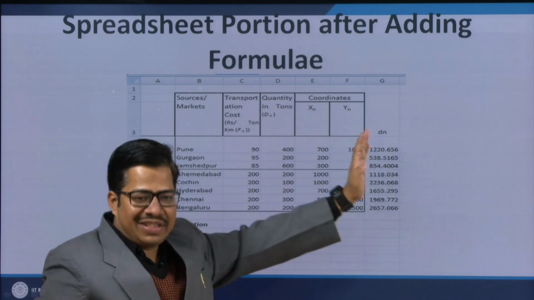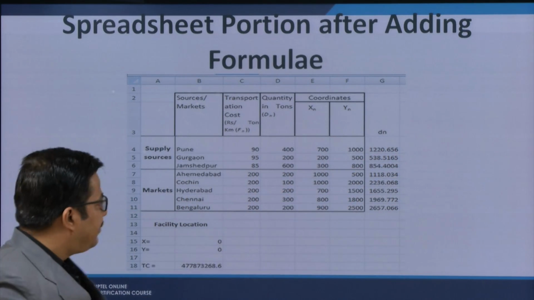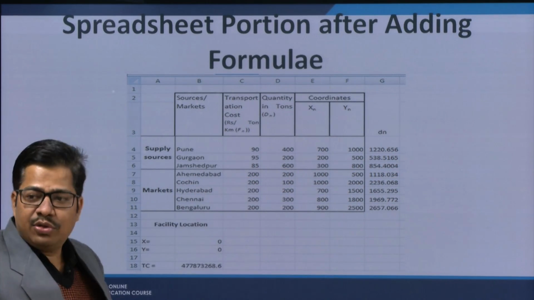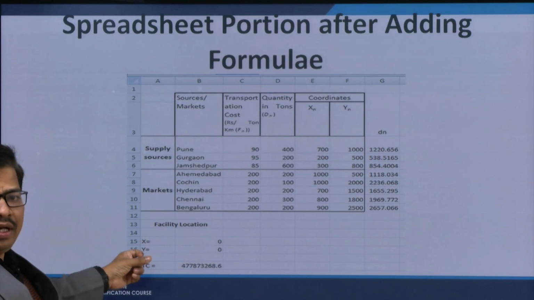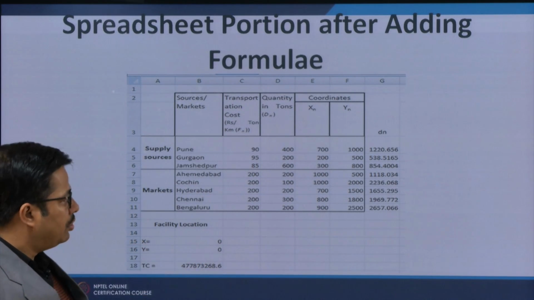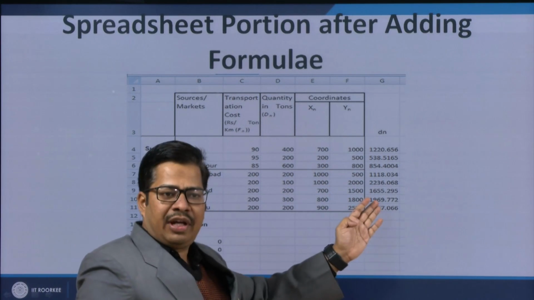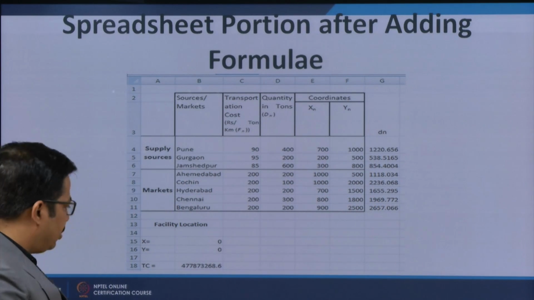So my formula will change as per the different values of cells. And since the initial values of x and y I have kept 0, 0, these are the calculated values with the help of that formula.